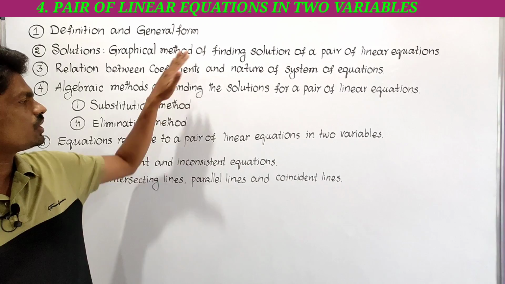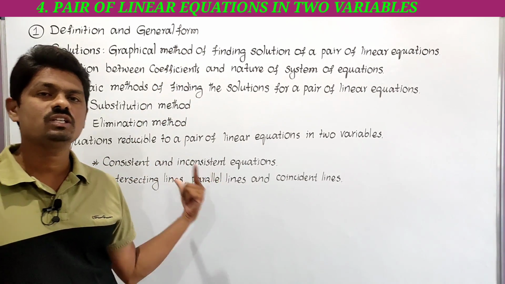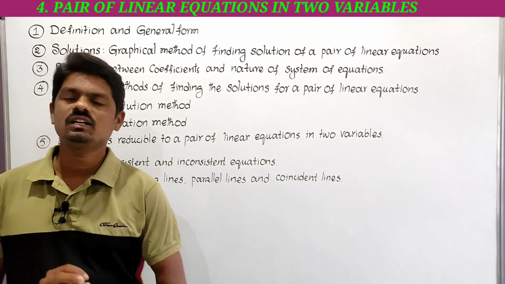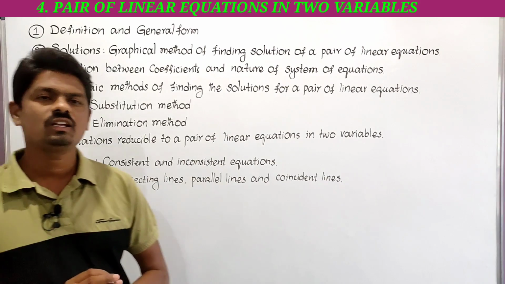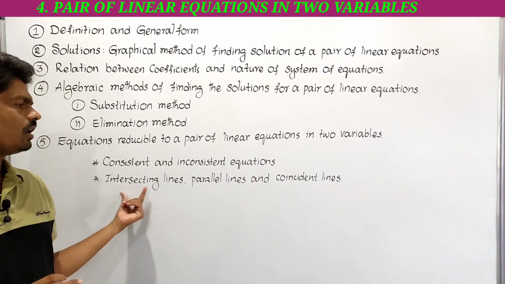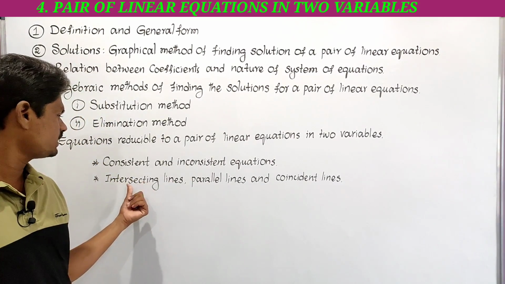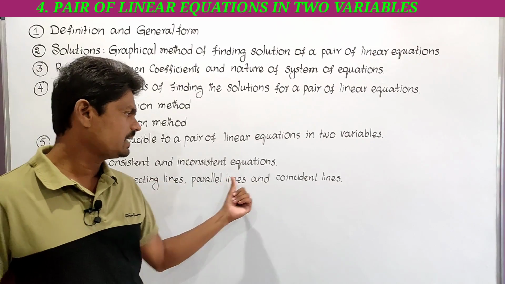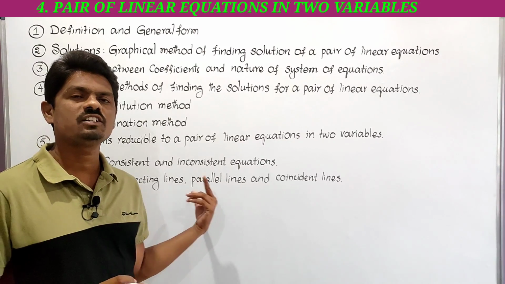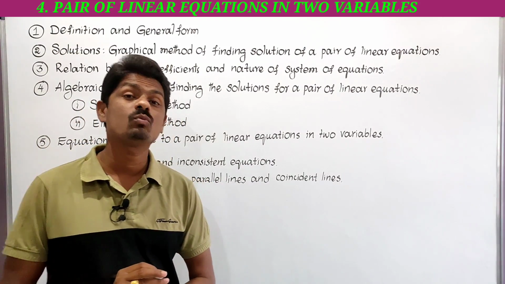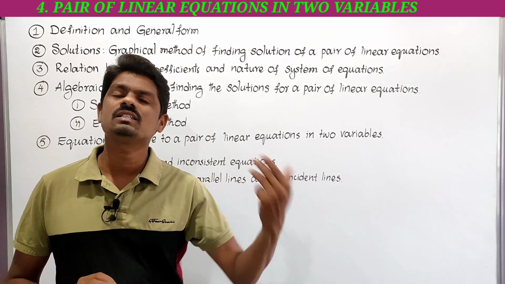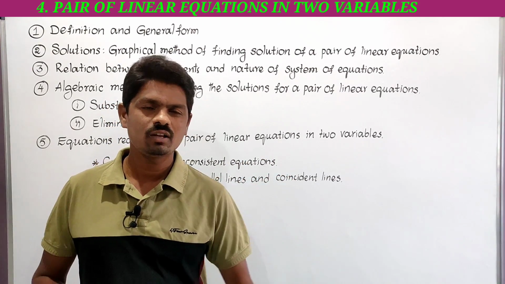Next, in addition to these, we have to learn the definitions of the pair of linear equations. They are consistent and inconsistent equations. What are the consistent equations and what are the inconsistent equations? We have to learn the definitions. Already you are familiar with these lines: intersecting lines, parallel lines and coincident lines. Again you have to learn about these lines. How can we define whether a given pair of lines are parallel lines, intersecting lines or coincident lines? How can we decide? We have to learn.